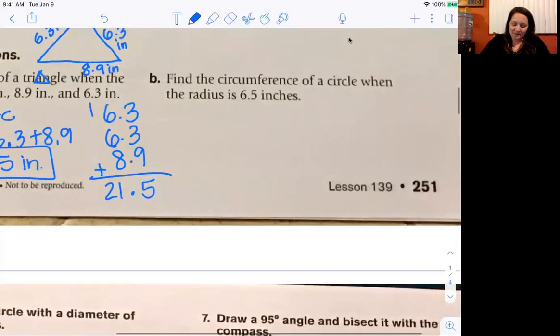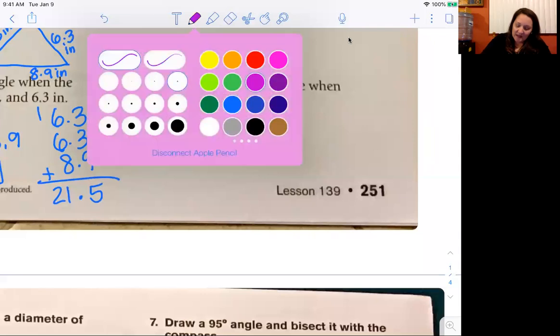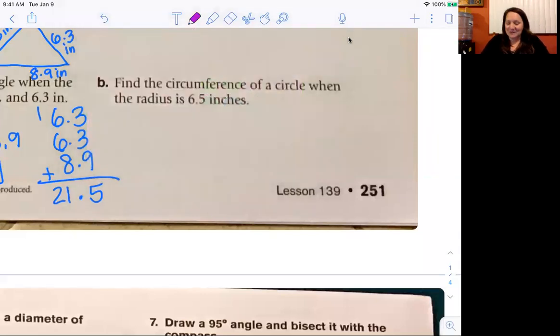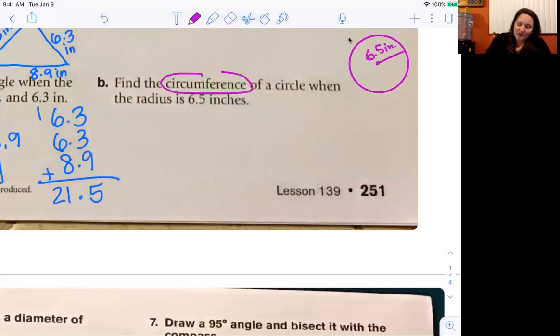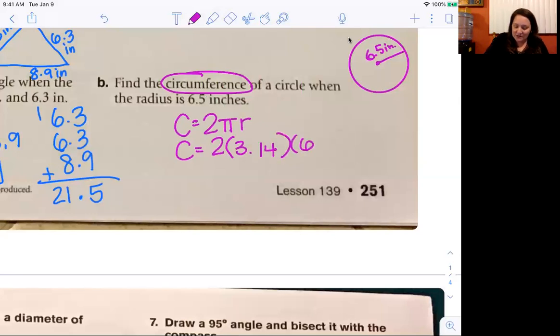Let's move on to B. Find the circumference of a circle when the radius is 6.5 inches. Okay, here's my circle. I know that my radius is a line from the center drawn to the edge of the circle. My radius is 6.5 inches. Now, what is the formula for the circumference of a circle? Circumference equals pi d, but we don't have diameter in this case, or 2 pi r. Circumference equals 2 times pi, which is 3.14, times our radius, in this case 6.5.